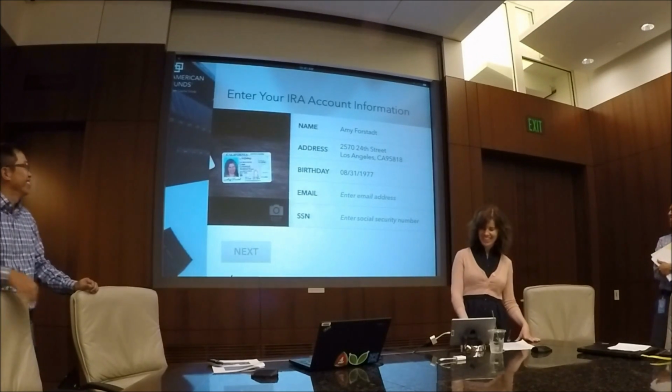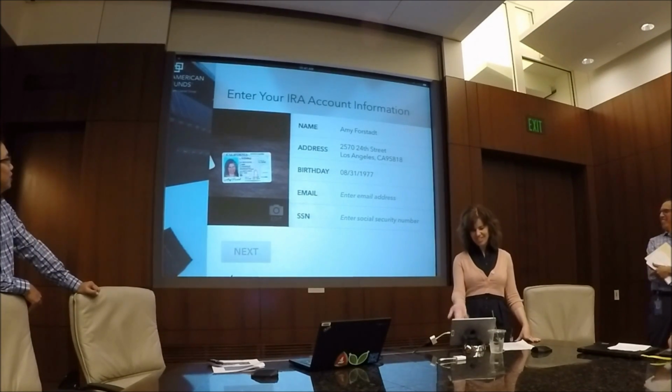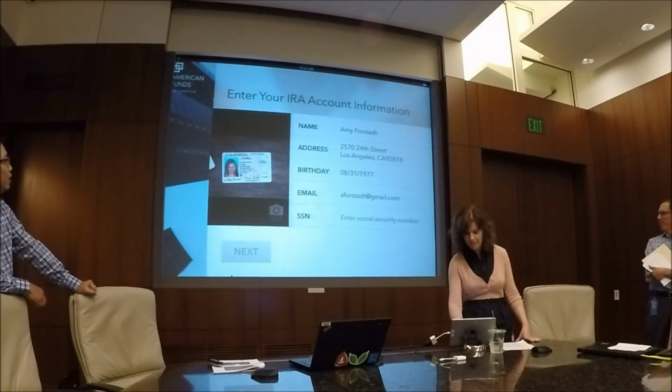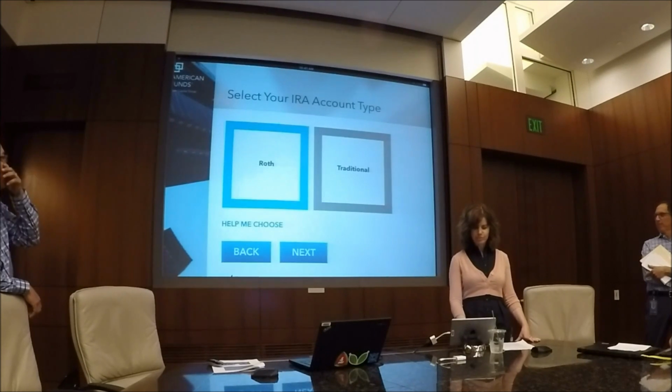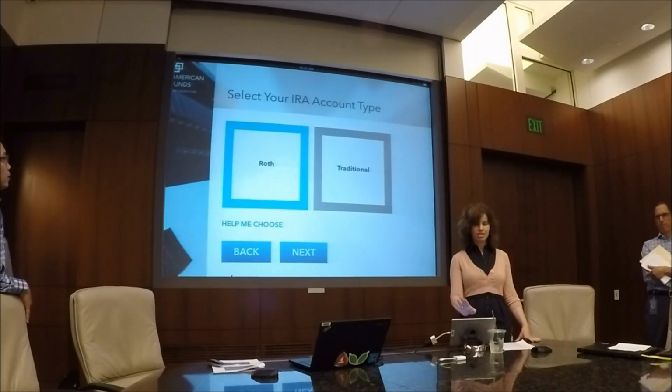This is me, not my real height and weight. I'm not going to put that in there. And the information is here. It automatically fills in, which is pretty cool. And I just need to manually enter my email and my social security number, which are not on my license, and tap Next. And then I can go ahead and select my account type.